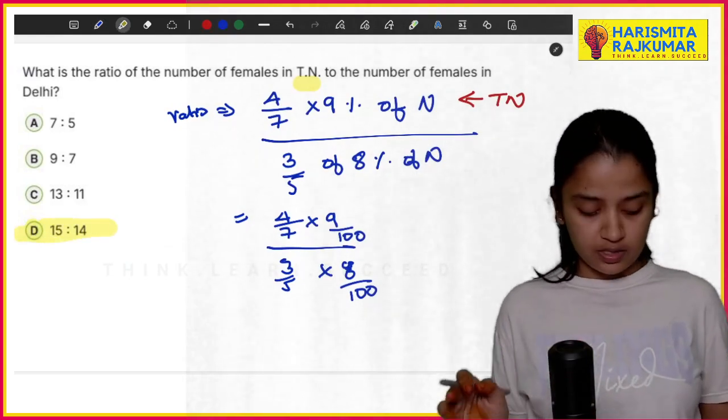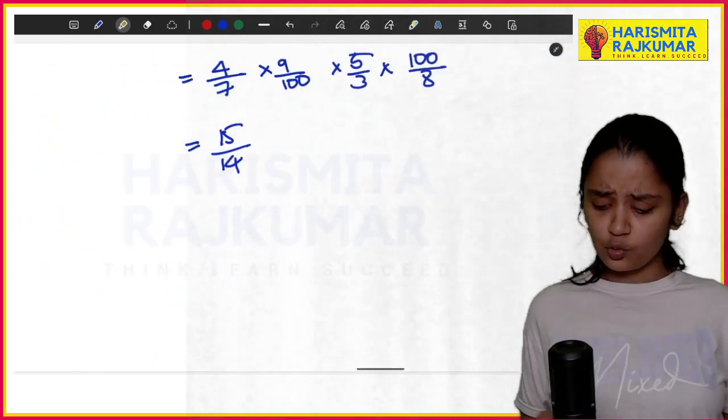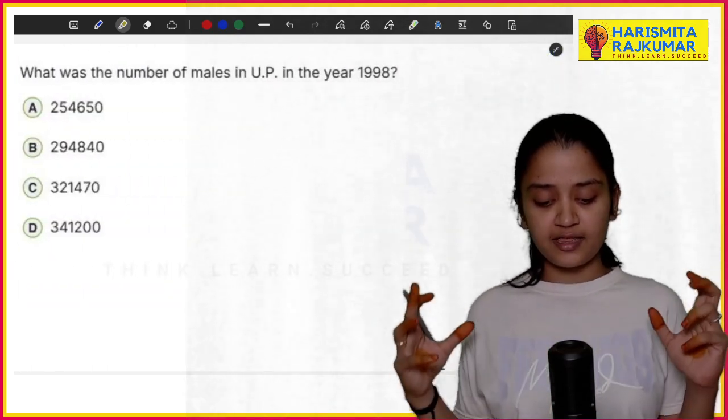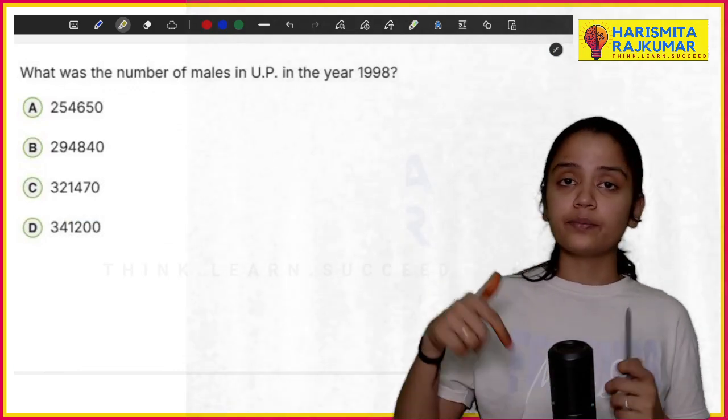I hope you understood this. Let me give you one more question. Solve this: find the number of males in UP and comment below your answer.